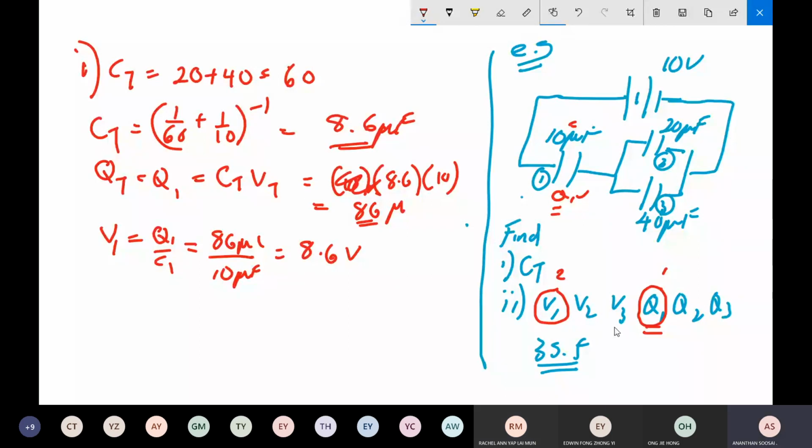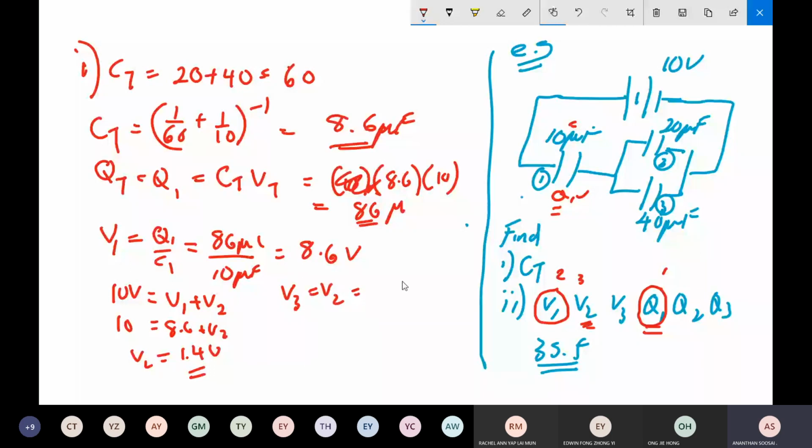V2. Can you find V2? Yeah, use Kirchhoff's second law, the loop, right? The 10 volt is equal to V1 plus V2. The Kirchhoff loop rule. So 10 volt, V1 we know is 8.6, so plus V2, you can work out the V2. So V2 is how much? 1.4 volt. Then we know V3 is also the same as V2, so it's 1.4 volt. So V3 also you can find.